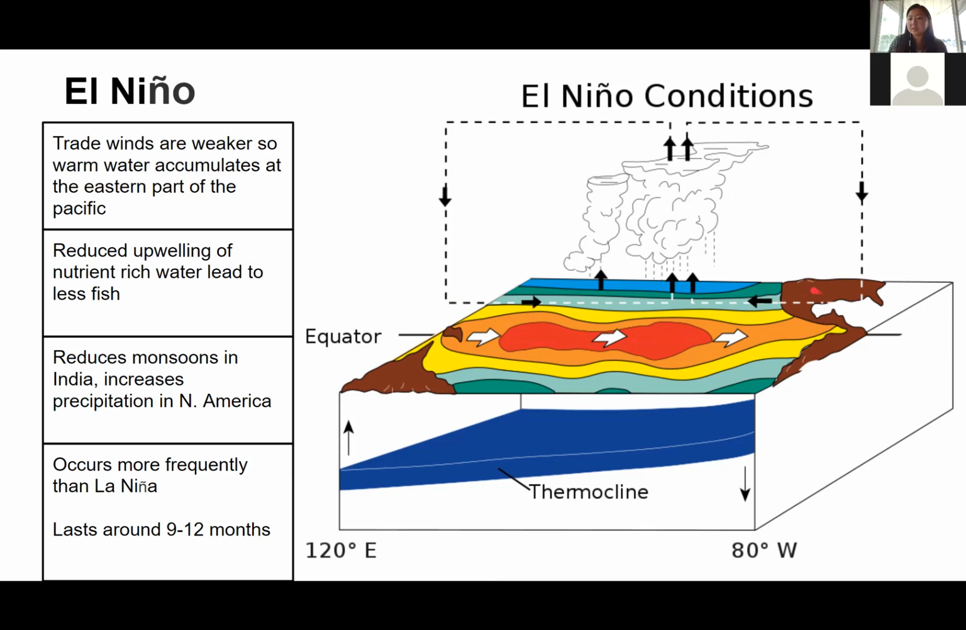Oh, okay. Yeah, so because there's less cold water on this side, it's warmer, and so then there's more precipitation in the North and South Americas.